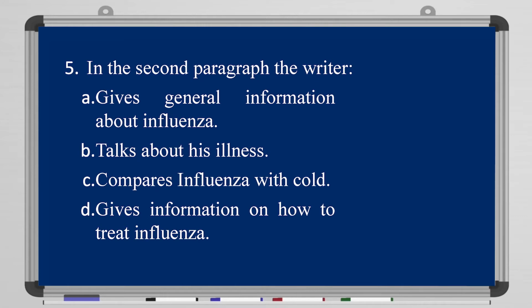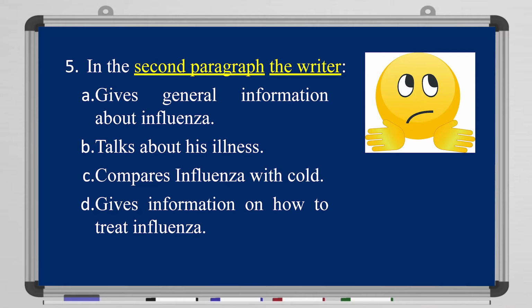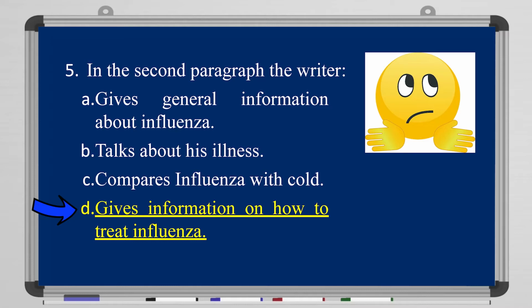Question 5. In the second paragraph, the writer A gives general information about influenza, B talks about his illness, C compares influenza with cold, D gives information on how to treat influenza. So in the second paragraph, what does the writer give you? So, what do you think? It gives information on how to treat influenza. That's the answer. Now let's take a look at the productive questions.